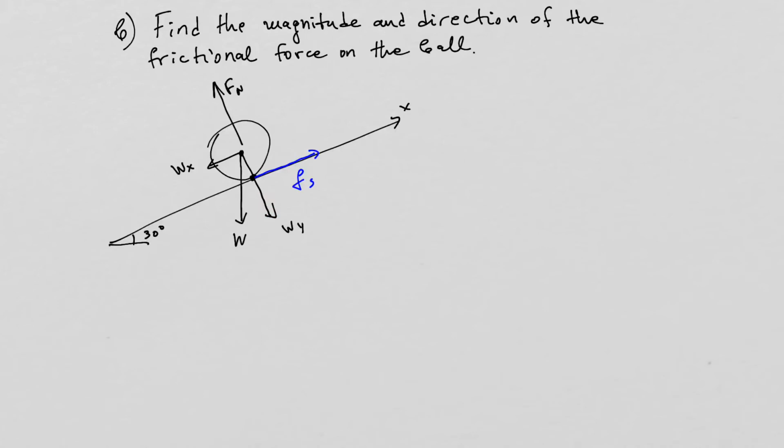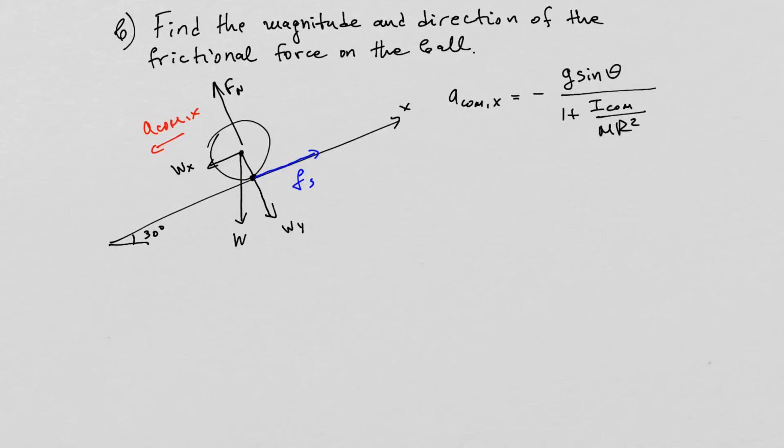And then we have the x component of the weight opposed by the static friction force. Combined together they produce the net force that causes the ball to move with acceleration a_x. I have enough information to calculate the value for a_x, and once I know the value, I can use it to calculate the friction force.